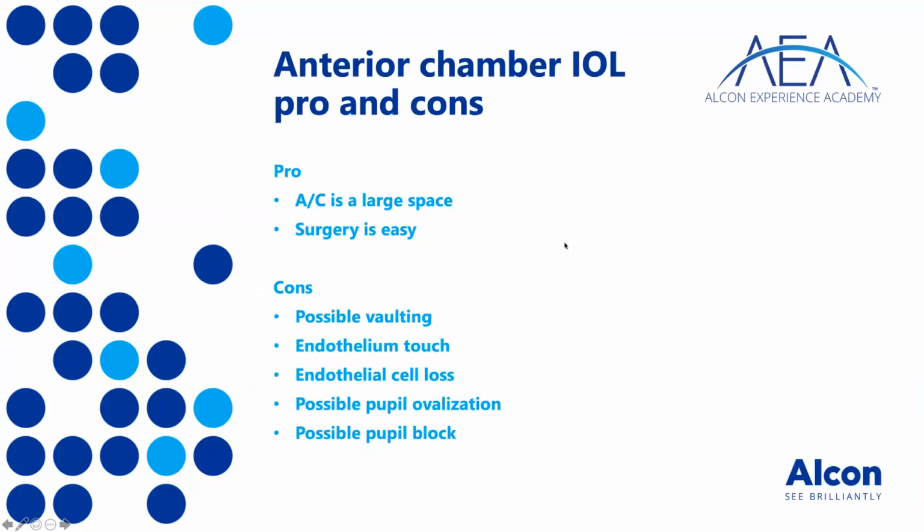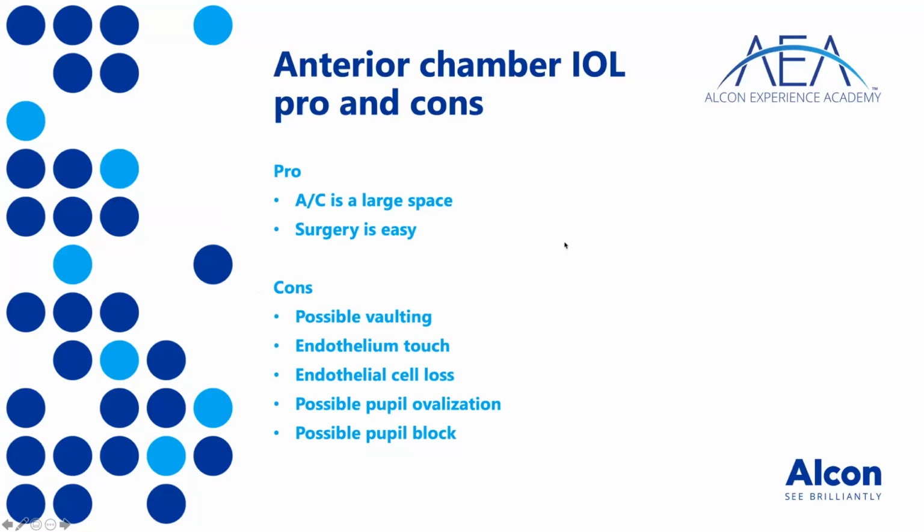What are the advantages and the disadvantages of the anterior chamber IOL? First of all, the anterior chamber, believe it or not, is a very large space. This is an advantage, because working in a space where you have plenty of room and can maneuver very easily is going to make your life easier. And the surgery in itself is easy. It can be done by pretty much any surgeon at any level. The only skills you need are some suturing of the cornea and the ability to do an anterior vitrectomy.